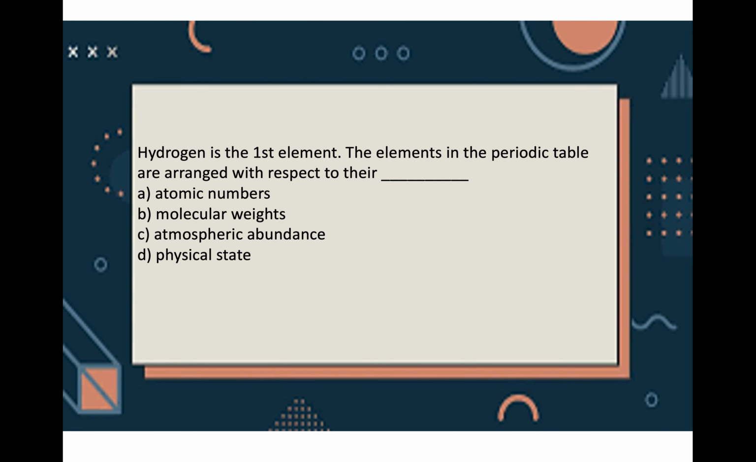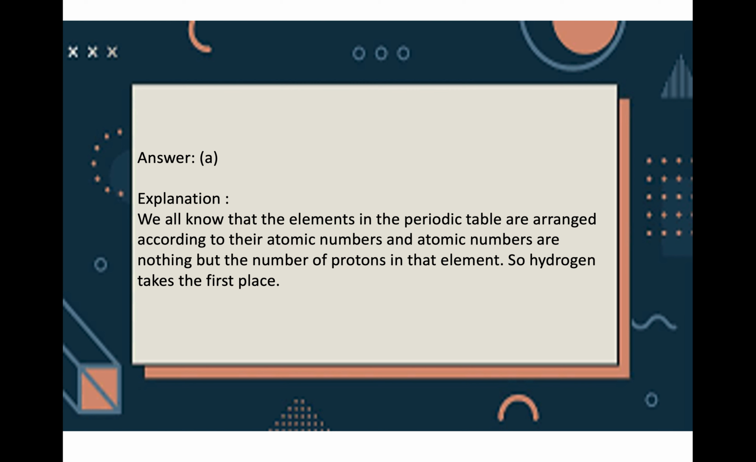Now, hydrogen is the first element. The elements in the periodic table are arranged with respect to their, choices are A. Atomic numbers, B. Molecular weights, C. Atmospheric abundance and D. Physical state. So, the answer is choice A, atomic numbers. Elements in the periodic table are always arranged with respect to their atomic numbers. And what are atomic numbers? It is the number of protons or electrons of that element. So, hydrogen is placed in the first position of the periodic table.